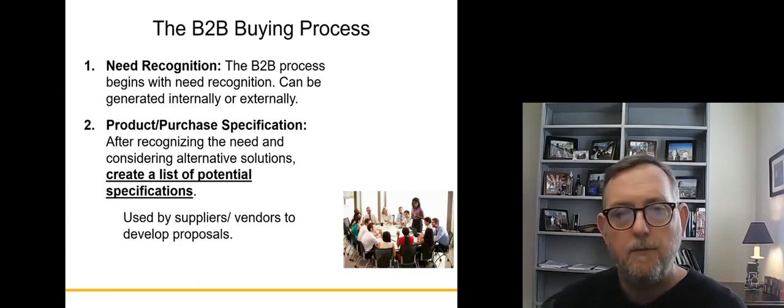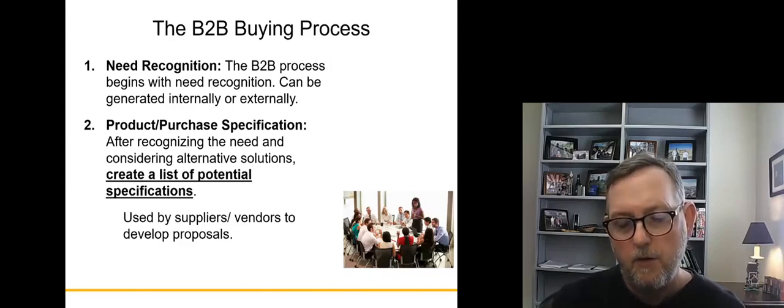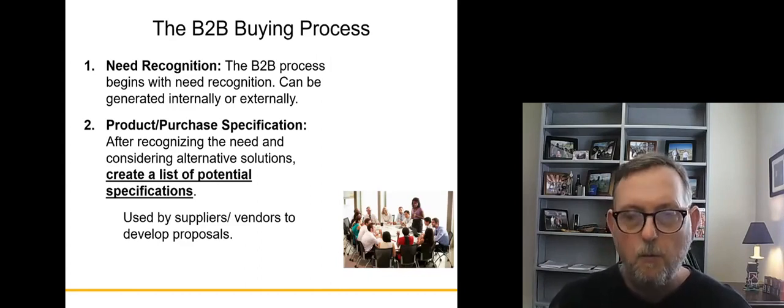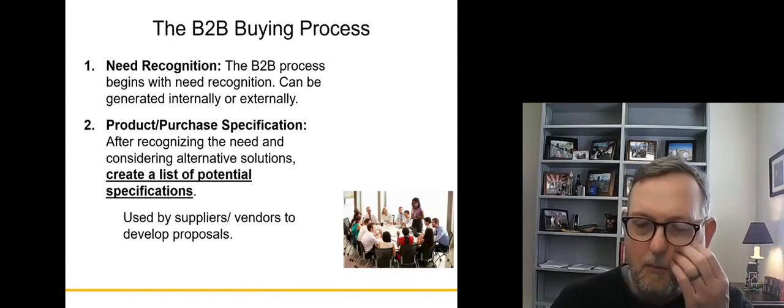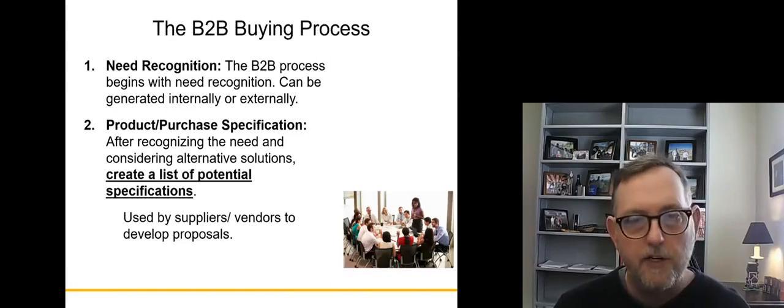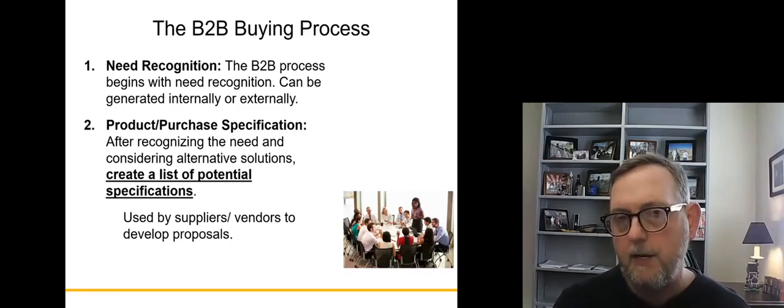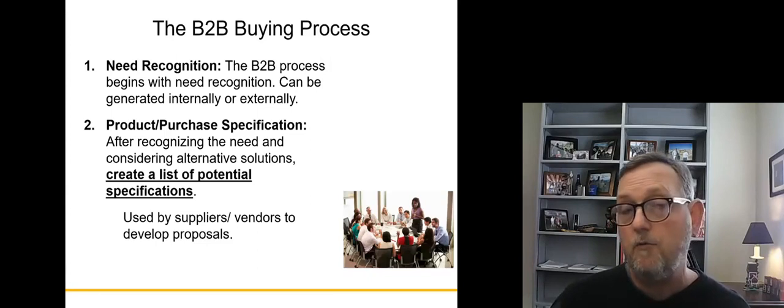So step number two, then, purchase specification. After recognizing the need, what we want to do is think very carefully about exactly what you want the buy to do. What will the buy do for you, and what are the parameters that will achieve your goal? So this is a little bit more specific. If you have a piece of equipment that broke, you need that piece of equipment to do a job for you, and that job has certain specifications.